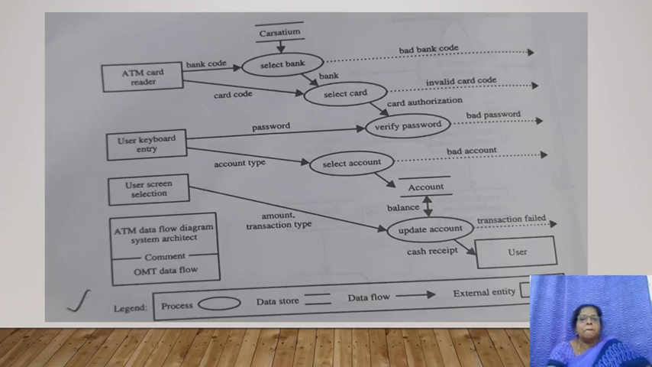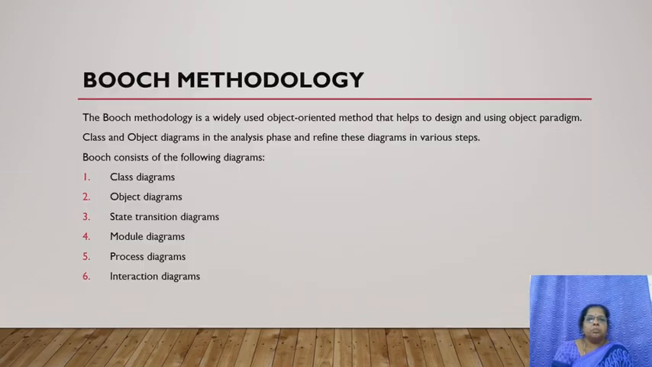There is a screen selection process you can take, that is the amount and transaction type. Which transaction type you want to use: deposit, withdraw amount, balance inquiry, mini statement, whatever it is. So the process is shown with an oval symbol, the parallel lines are used for the data store, the arrow is used for the data flow, and the rectangle is used for the external entity.